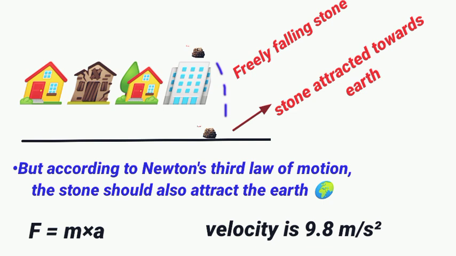But due to the very small mass of the stone, the acceleration in its velocity is 9.8 meter per second square, and the acceleration of the earth towards the stone is 1.65 into 10 to the power of minus 24 meter per second square, which is negligible and we cannot feel it.